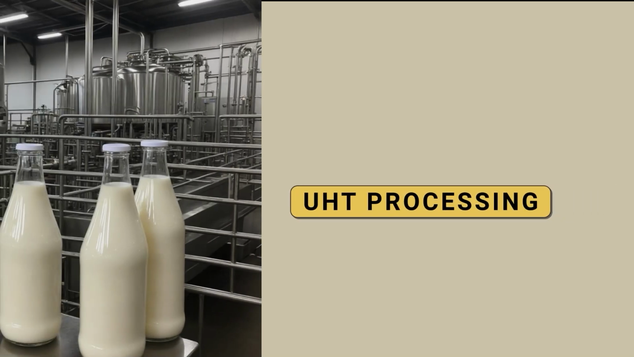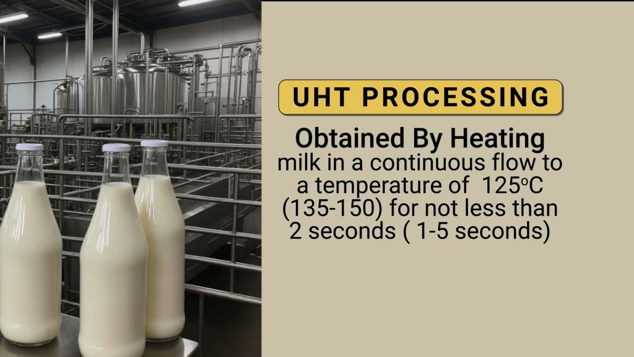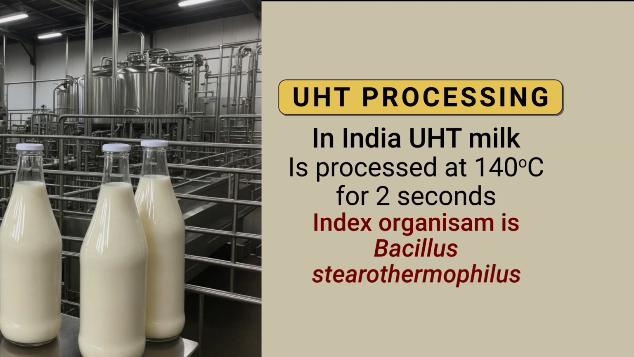Similarly, the term is used for UHT. UHT milk is ultra high temperature milk. It is made by heating milk in a continuous flow, at a temperature in the range of 125 degrees centigrade for not less than 2 seconds, and it can be in the range of 135 to 150 degrees centigrade. And in our country we use 140 degrees centigrade for 2 seconds, and the index organism is Bacillus stearothermophilus.